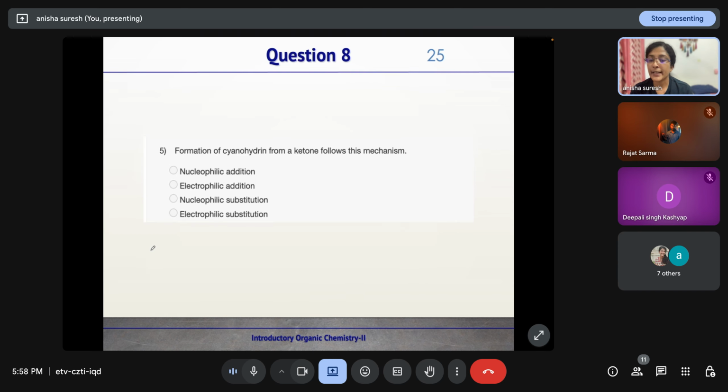Now coming to question number 8. Formation of cyanohydrin from a ketone follows this mechanism. Option A, nucleophilic addition. Option B, electrophilic addition. Option C, nucleophilic substitution. And option D, electrophilic substitution. So option A, nucleophilic addition is the right answer. So we are having a ketone and we are adding sodium cyanide. So it is resulting in the formation of cyanohydrin.